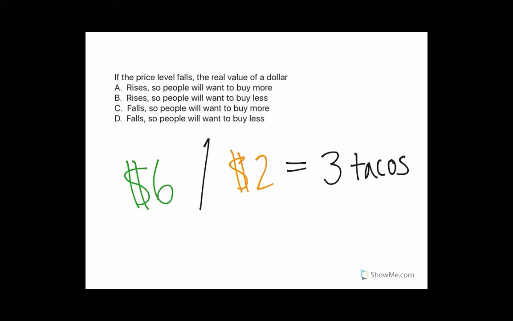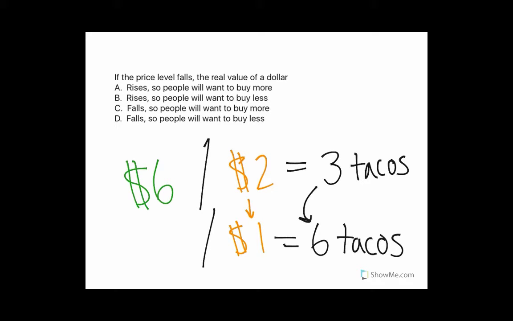Now if the price level falls, that would be like, okay, the new price of a taco is $1. If you still have $6, now you can buy 6 tacos. So basically the real value of the dollar tells you how much you can actually buy with it. So when the price level fell from 2 to 1, the real value increased from 3 to 6. So we know the real value rises, the real value of the dollar.